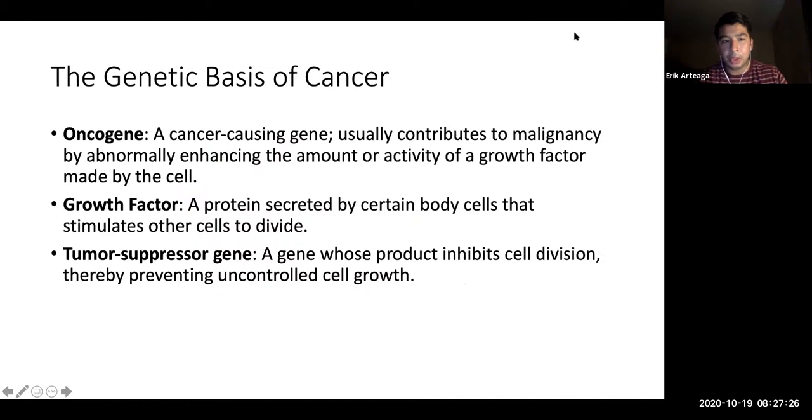Okay. So we also talked about the basis of cancer. You have an oncogene, a cancer-causing gene, which usually contributes to malignancy by abnormally enhancing the amount of activity of a growth factor made by the cell. A growth factor is a protein secreted by certain body cells that stimulates other cells to divide. A tumor suppressor gene is a gene whose product inhibits cell division, thereby preventing uncontrolled cell growth.